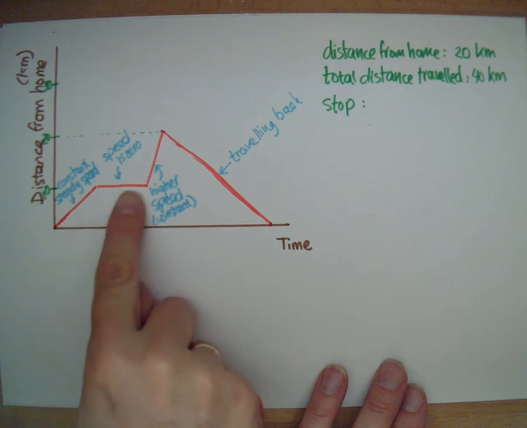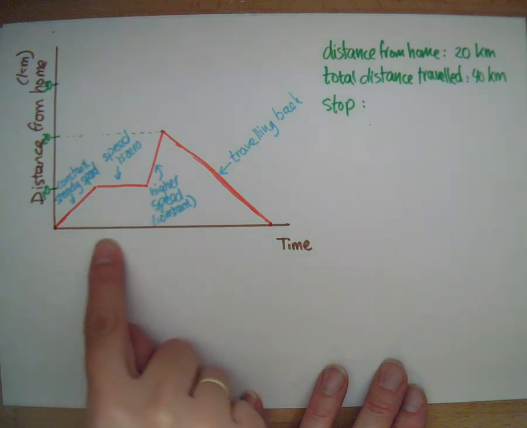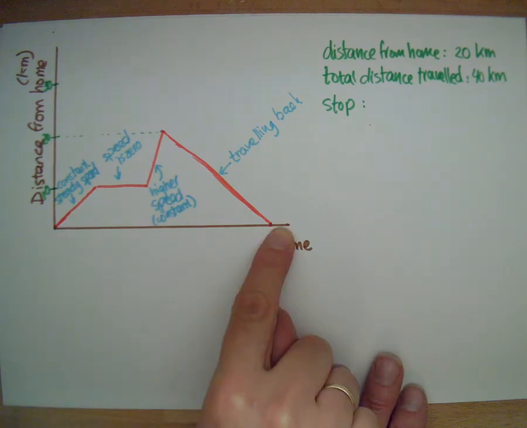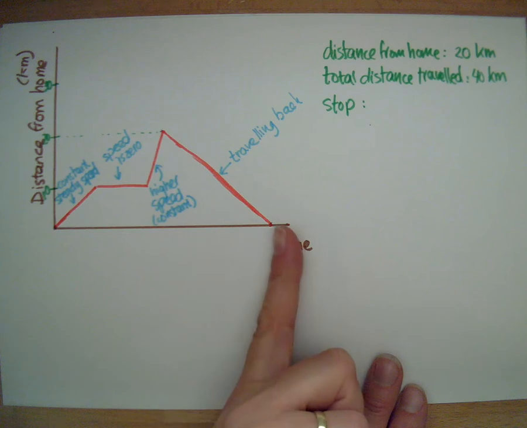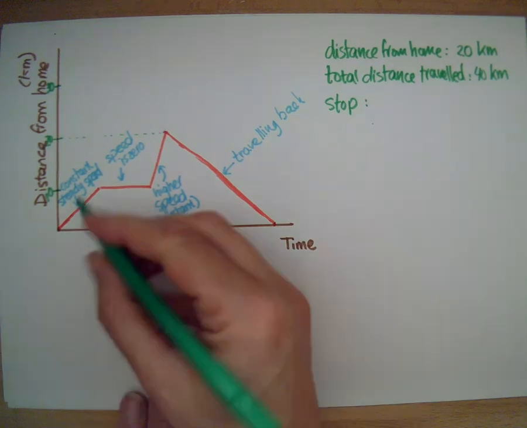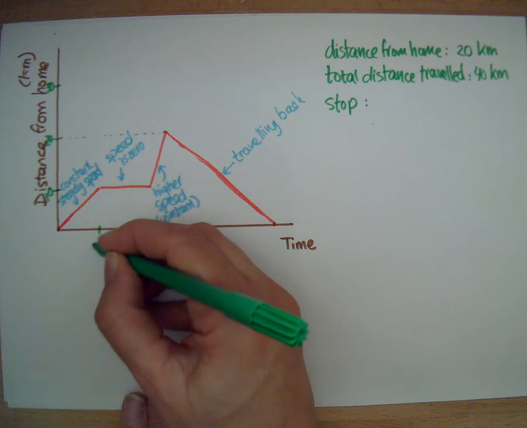We know that I stopped here. Wait, there's something missing. We don't know the time units yet, right? We know here that time is passing. We don't yet know how much time has passed.